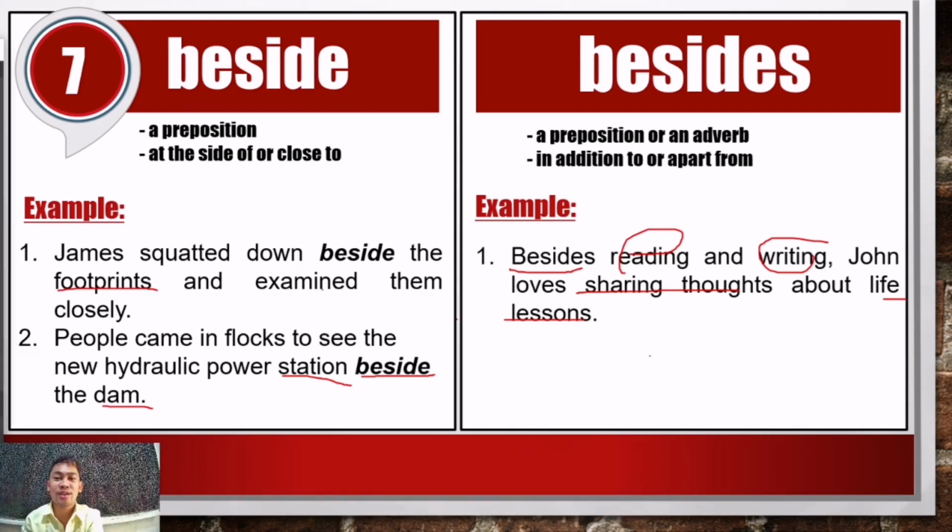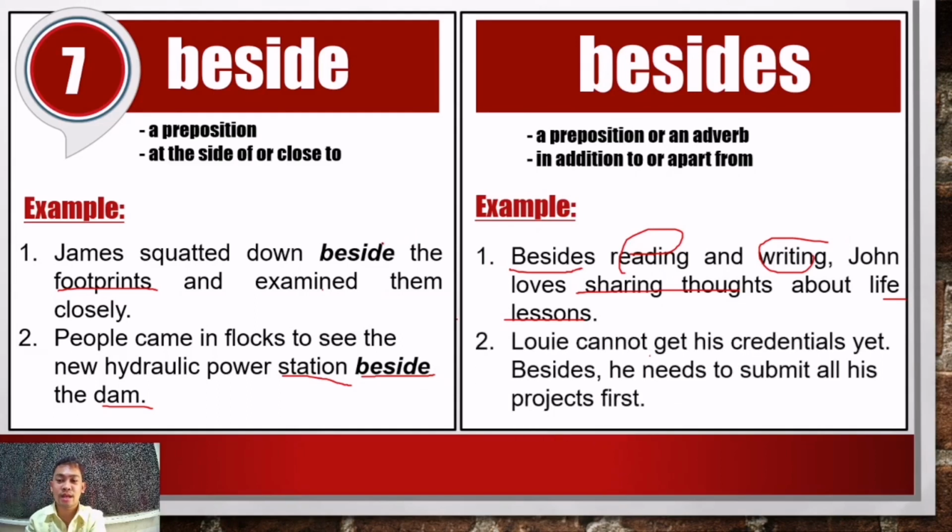Let us have another example. Louis cannot get his credentials yet. Besides, he needs to submit all his projects first. Just like what I told you earlier, the word besides can either be a preposition or an adverb. Now, in the second sentence, the word besides functions as a conjunctive adverb because it connects two clauses.